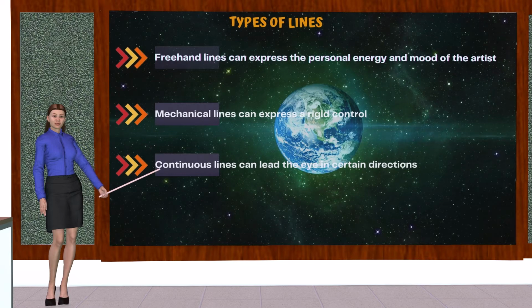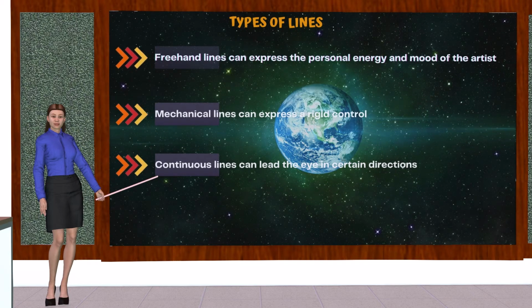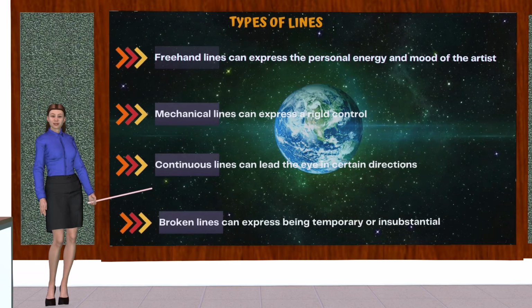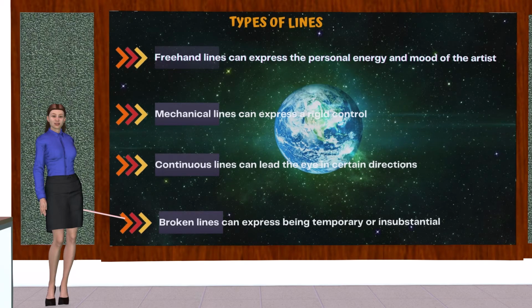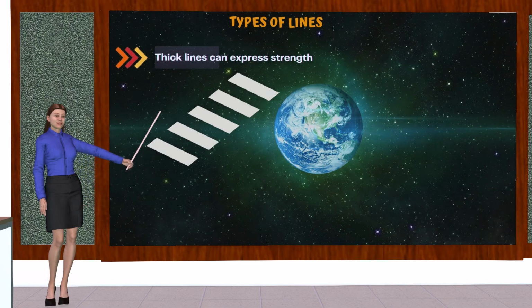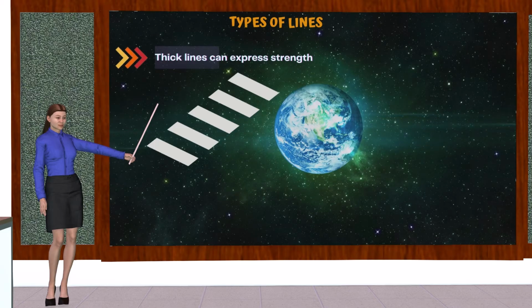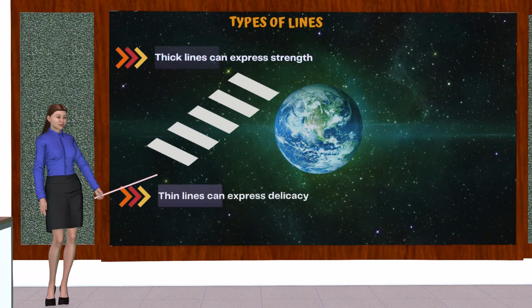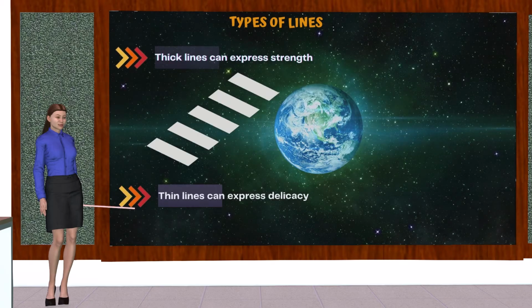Next are the continuous lines. Continuous lines can lead the eye in certain directions. The broken lines can express being temporary or insubstantial. We also have thick lines. Thick lines can express strength, while thin lines can express delicacy.